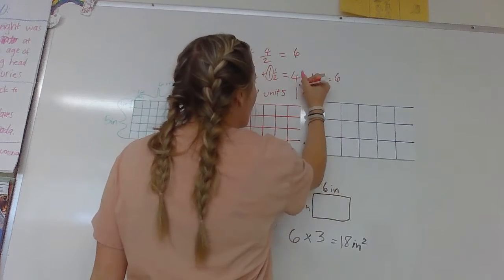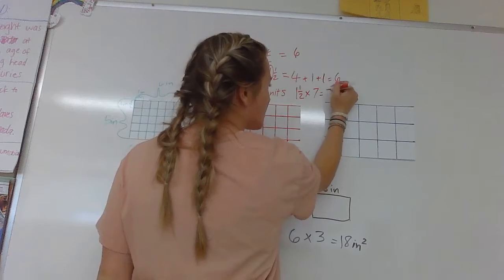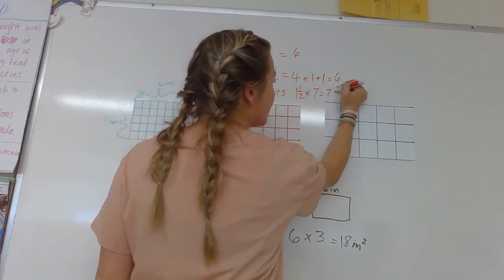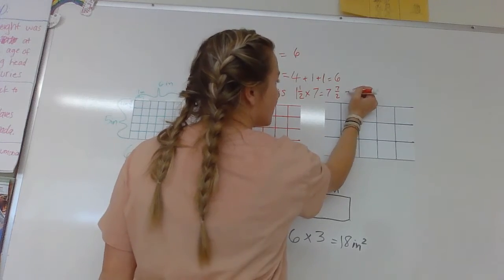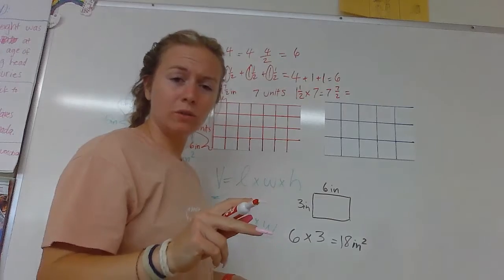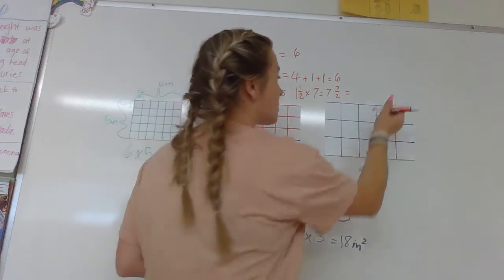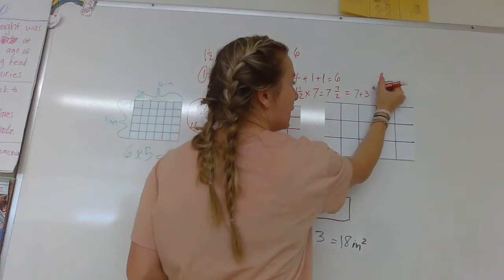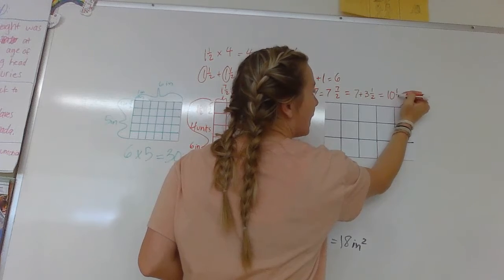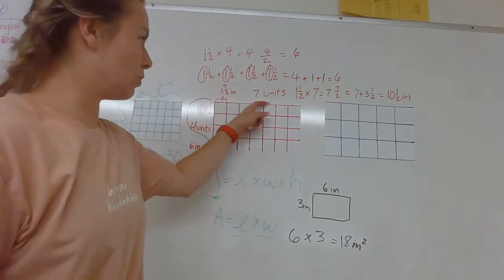So 1.5 times 7 is 7 times 1 equals 7. And then 7 times a half is 7 halves. And 7 halves is really 7 divided by 2. 7 divided by 2 is 3 with 1 left over. So that's 7 plus 3.5, giving us 10.5 inches for this whole side.